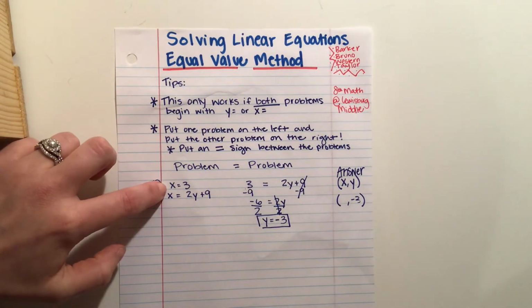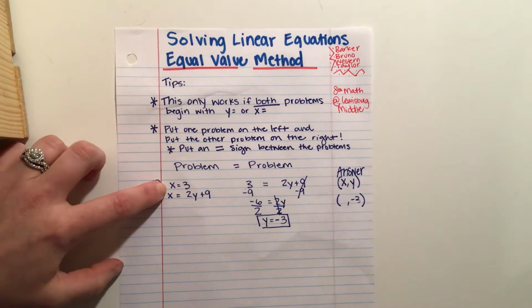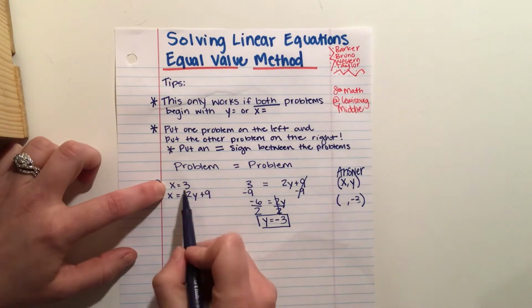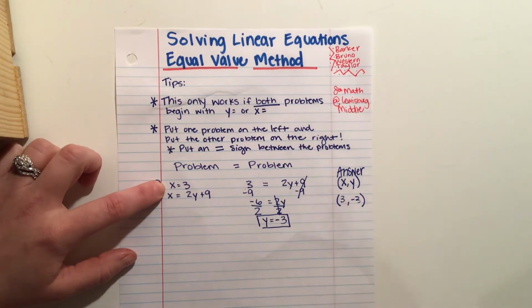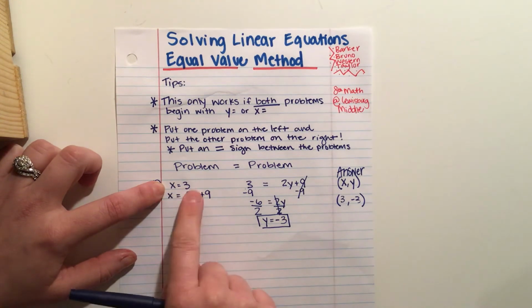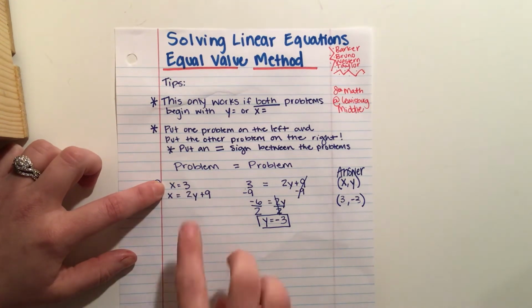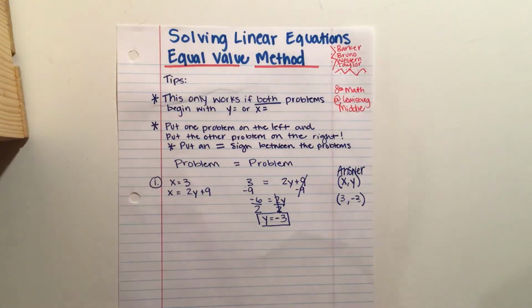X equals 3. You don't have to do anything. This is one of those great problems that gives you part of the answer. So I'm just going to take x equals 3, plug it in right there, and hello, you have your answer. I love when we have an x equals something real quick and a y equals something real quick. It's always nice. Let's try another problem.